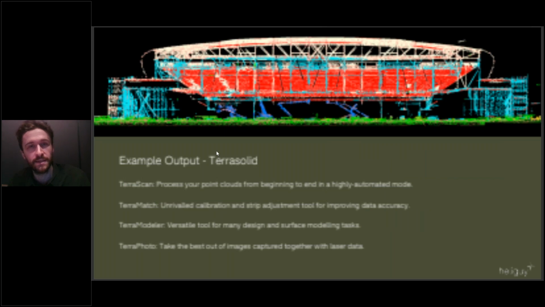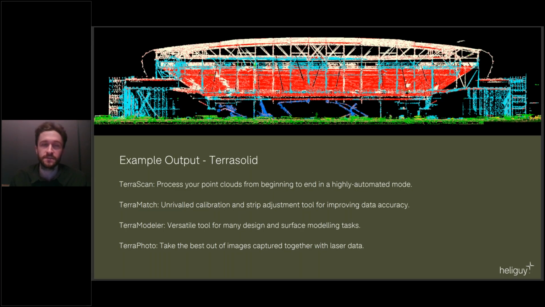So you can see that the roof structure there has been classified in white, with the building's walls in light blue and the seating area in red. So it's also classified things like the cherry pickers there and the cranes as dark blue, as they're temporary and can be removed out of the model. So this also just explains a little bit about Terasolid software.